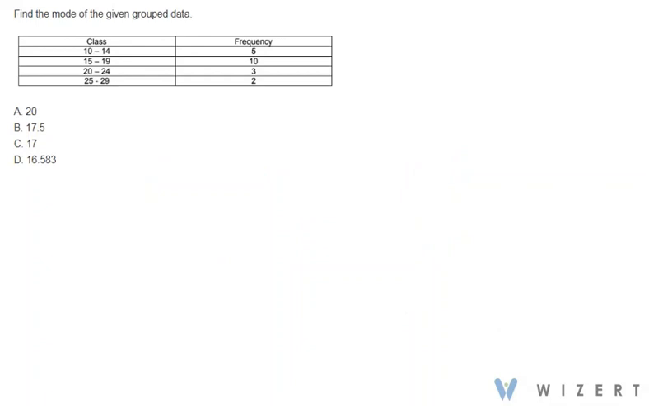We have this question here. Find the mode of given group data. We know to find mode of given group data, we need to use the following formula. Mode equals L plus (F1 minus F0) divided by (2F1 minus F0 minus F2), into H, where L is the lower limit of modal class.